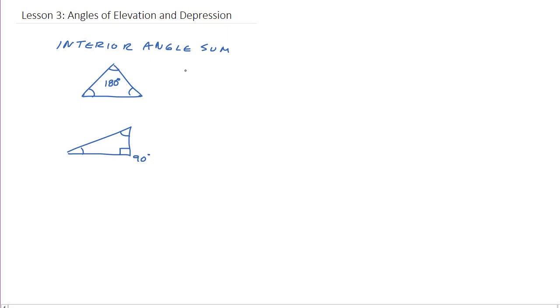The next one is for quadrilateral. So any four-sided shape, like a rectangle, square, or anything with four sides, the four angles have to add to make 360 degrees. All right, so it doesn't matter what it looks like. It could be the wackiest looking four angle shape. It's kind of a trapezoid. These four angles will always add to make 360.